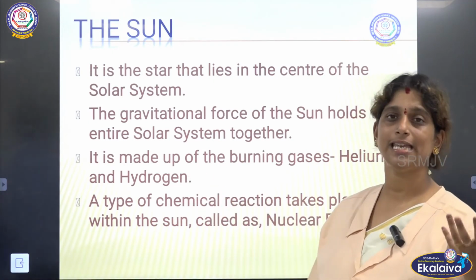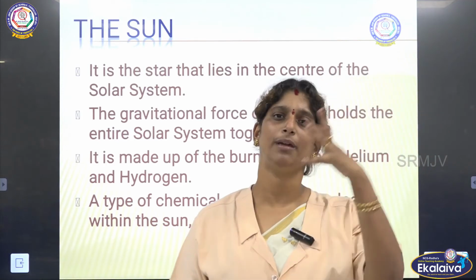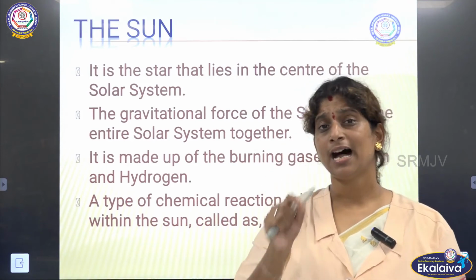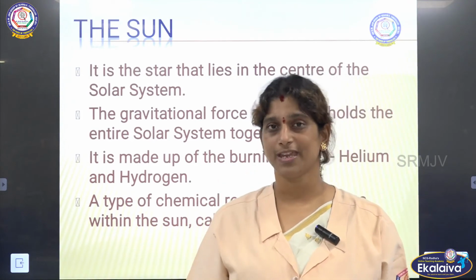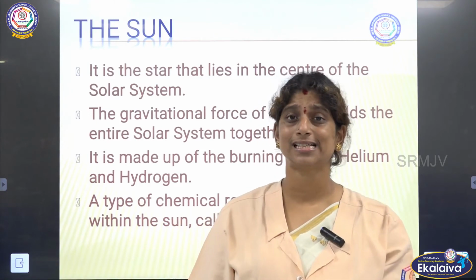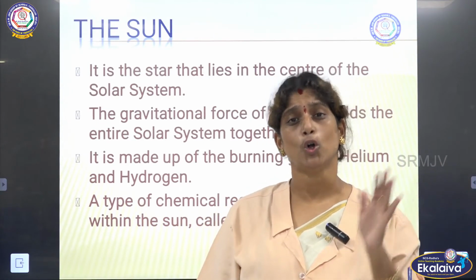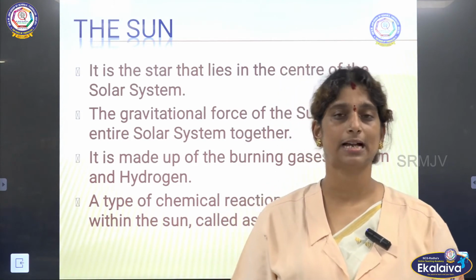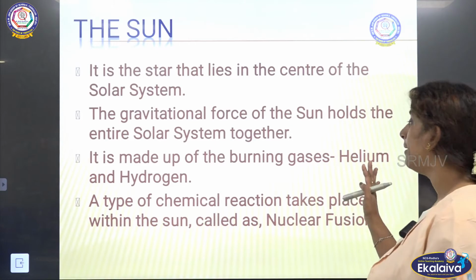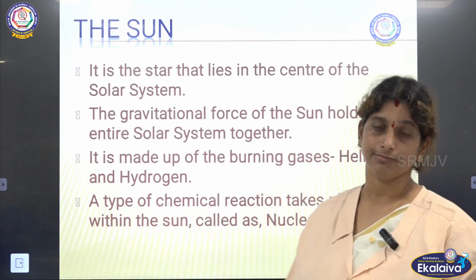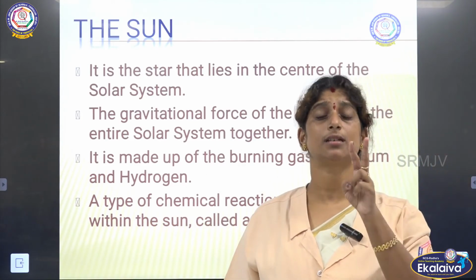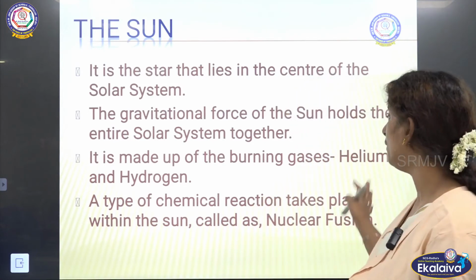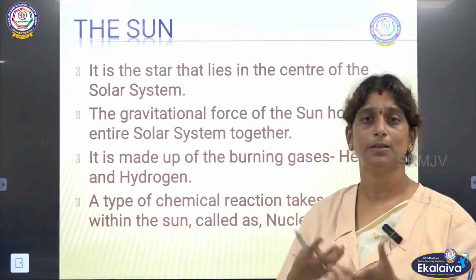We are repeatedly seeing that it is a huge ball of fire, a big star. We have already seen that stars are made up of burning gases. So, when the sun is a star, what does it mean? It also has burning gases. Two important burning gases are present in the sun, and they are helium and hydrogen. These 2 are the important burning gases present in the sun.